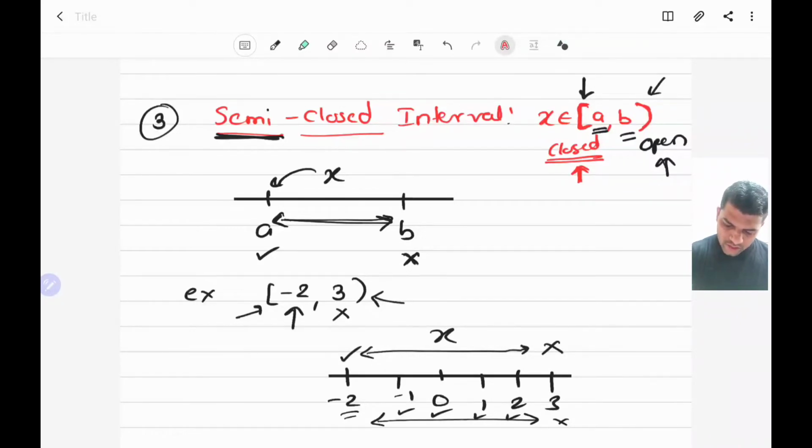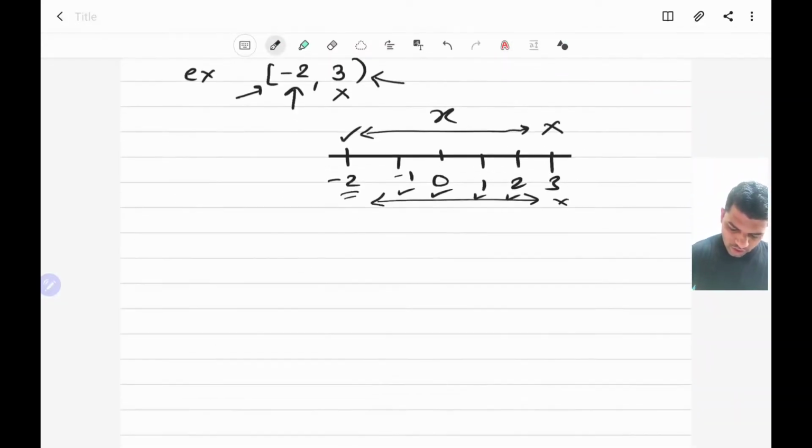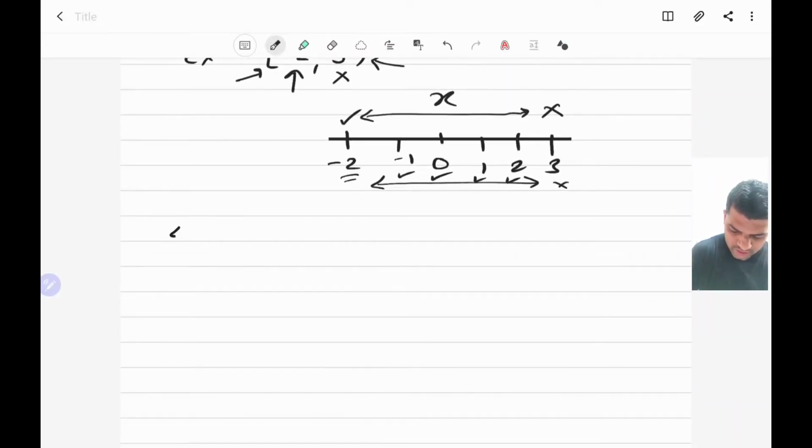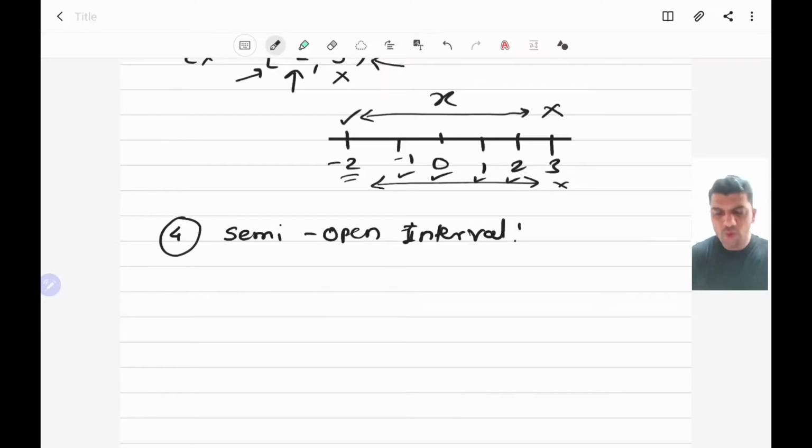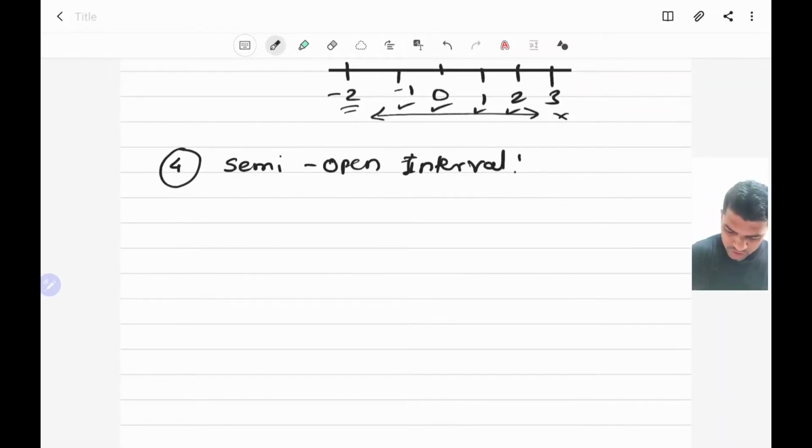The last one in the list of intervals, you can obviously guess very easily. I hope every one of you is ready with your answer. This is called a semi-open interval. So what is a semi-open interval? This is the way they will represent a semi-open interval.